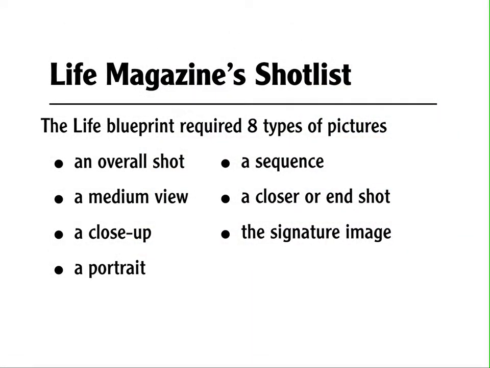Now, a lot of storytelling with still images began with Life magazine, which was really TV before there was TV properly. And the Life blueprint for pictures evolved over time to include 8 kinds of pictures they expected photographers to come back with from their sometimes quite lengthy shoots. So there was an overall shot, a medium view, a close-up, a portrait, and so on. The thing is, you don't need to have all these pictures, but it's a good template for thinking about how you interpret a collection of pictures.